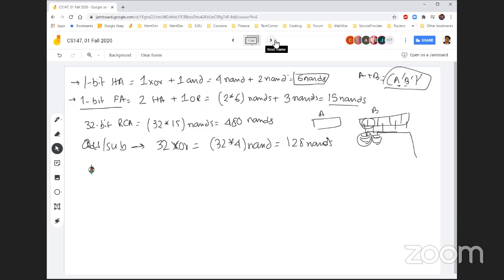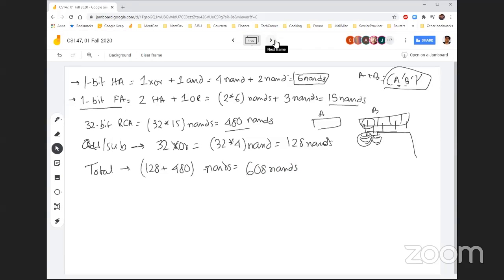So that means the total is 128 plus 480 NANDs, which basically comes down to 608 NANDs.